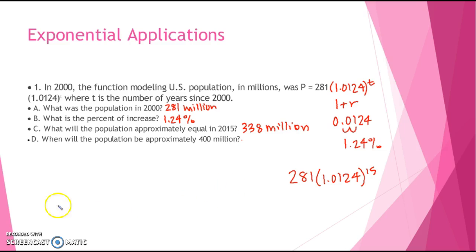And then I want to know when the population will be 400 million. Remember, anytime you're looking for when, that means you're looking for t in the equation, so I'm going to have to set it equal to something. So in this case, I'm going to set it equal to 400. And now I'm going to use the calculator to solve. And the way we do that is we cut it in half, and the left side we put in y1, the right side we put in y2.